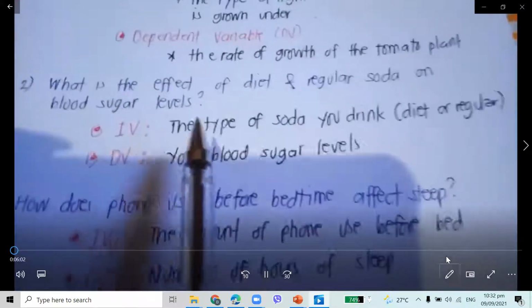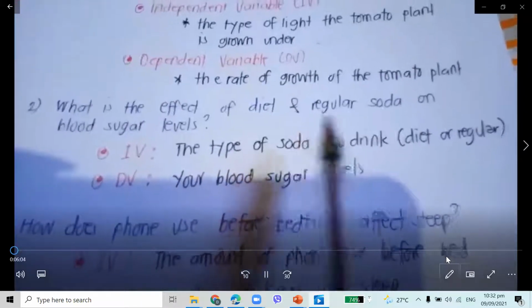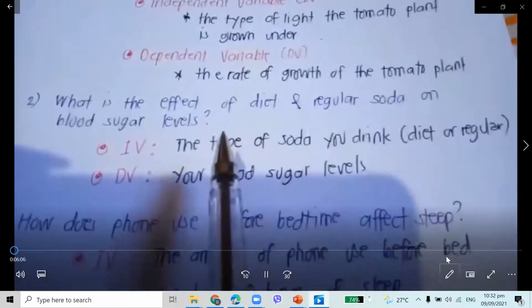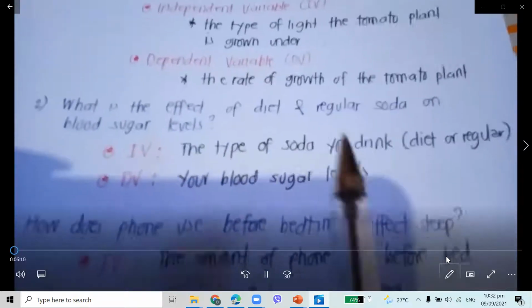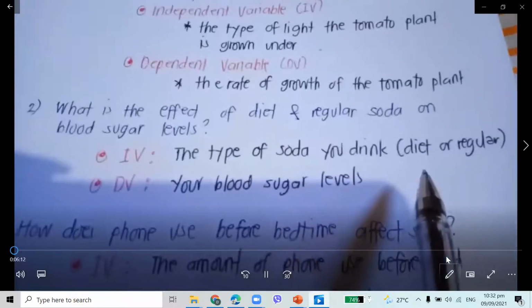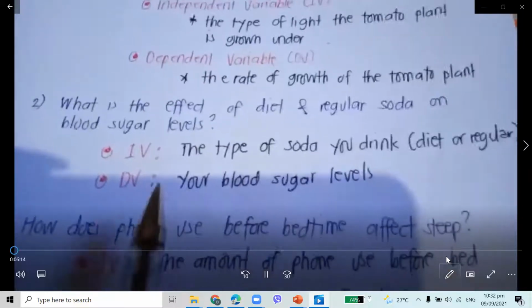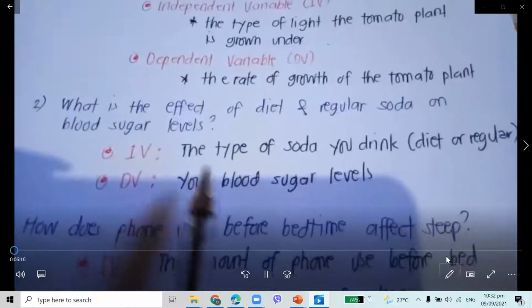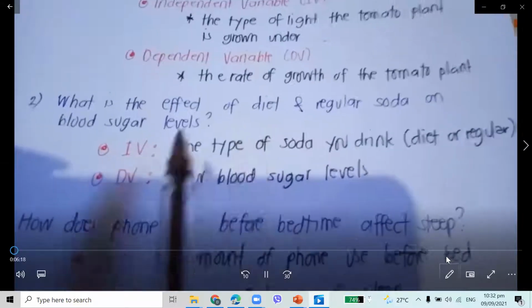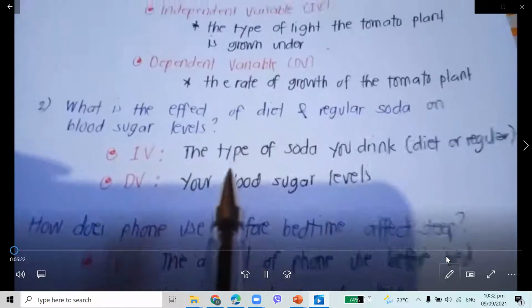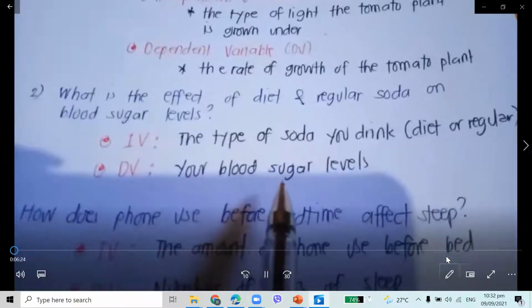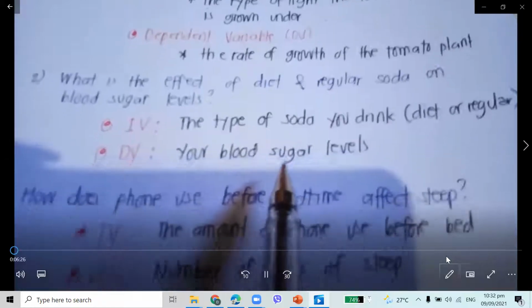Now, second example, what is the effect of diet and regular soda on blood sugar levels? So our independent variable is the type of soda you drink, either diet or regular, and your dependent variable, or your effect, is the blood sugar level. So the type of soda you drink is the cause, and what is the effect of that on your blood sugar level? Is it high or low?